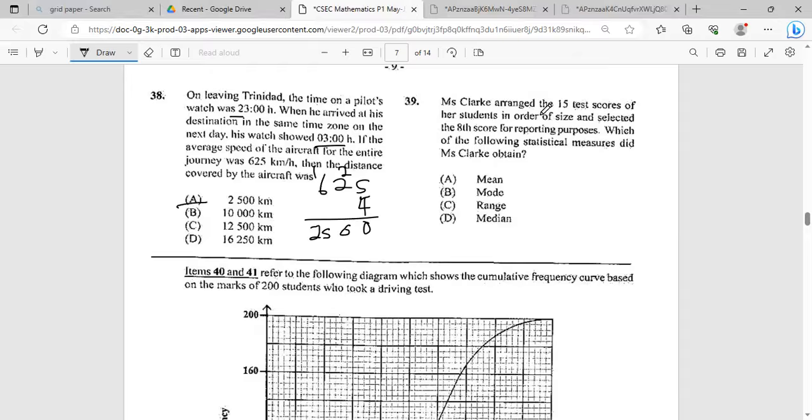All right, Miss Clark arranged a set of 15 selected scores in order. Which of the following statistical measures did she use? And that's the median.